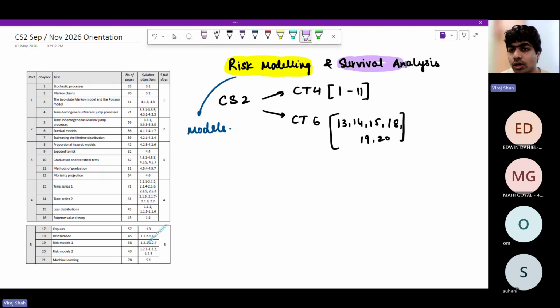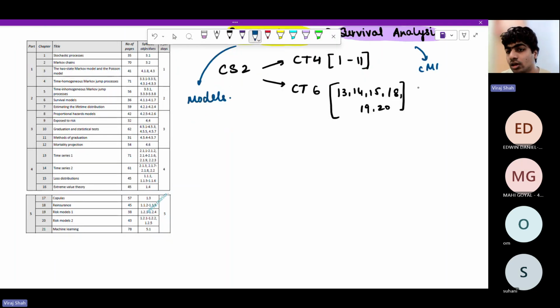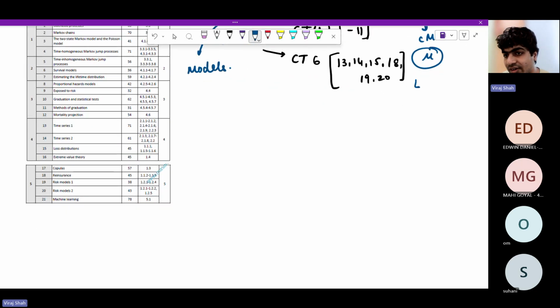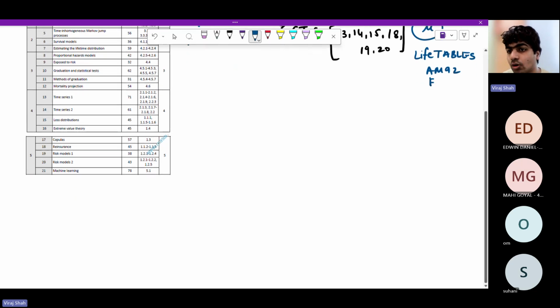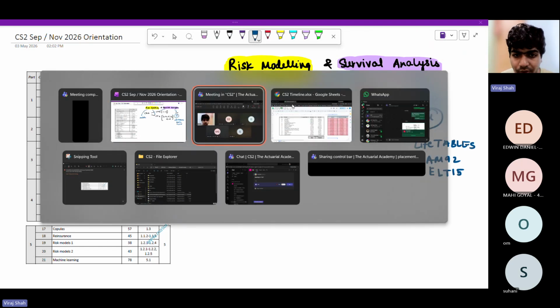Similarly, we have survival analysis. What do you mean by survival analysis? This is more connected to your CM1. If you would have heard of constant force of mortality, where we calculate mu, and how you make life tables, like AM92 and ELT15, how are these tables made and how do you proceed? This is what we learn in survival analysis. So CT4 is a part of your survival analysis, and your risk modeling comes from CT6. Basic idea, very simple.